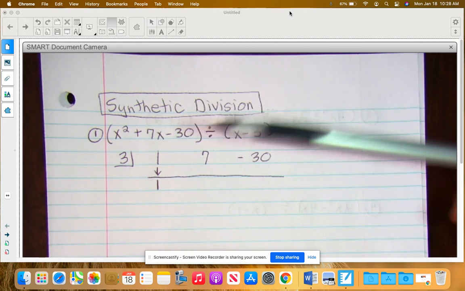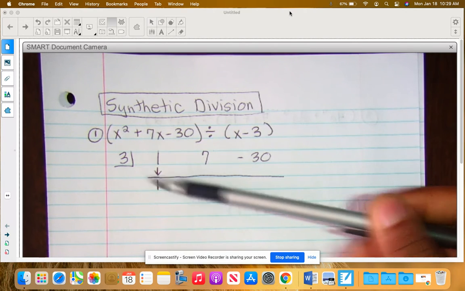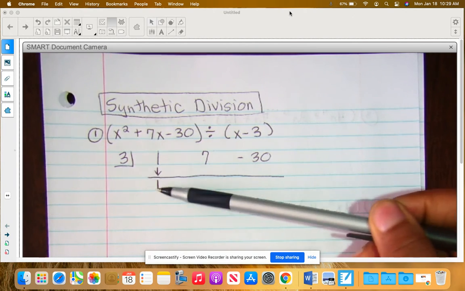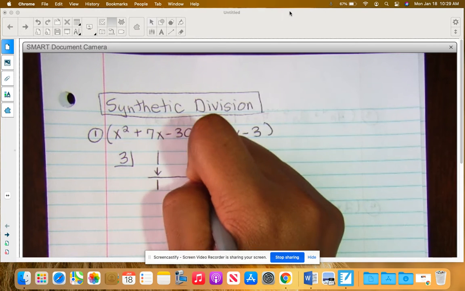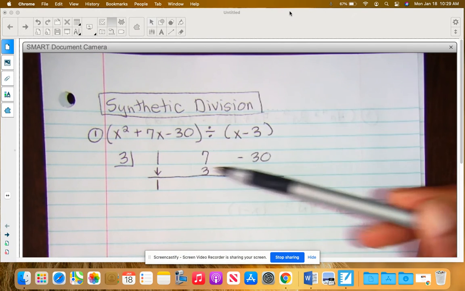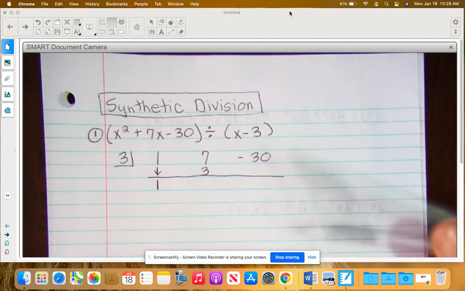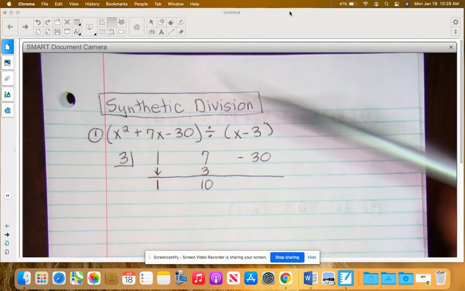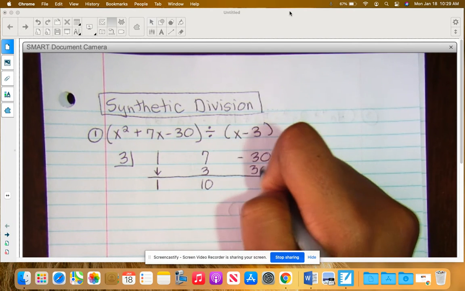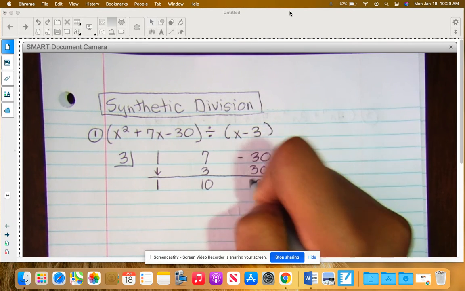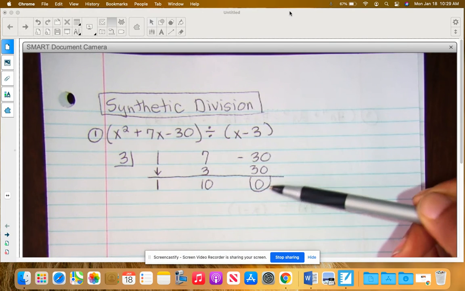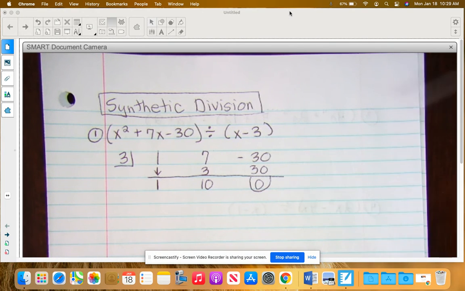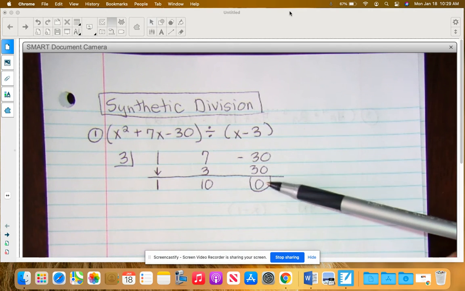From here, we multiply. Take this number and multiply it by the box. 1 times 3 is 3. You place that underneath the second number and you add. 7 plus 3 is 10. Now multiply back to the box. 10 times 3 is 30. Add: 0. And the last number is your remainder. You don't have to circle it. Again, as I told you yesterday, it's just out of habit. I like to circle my remainders. My last number is 0.